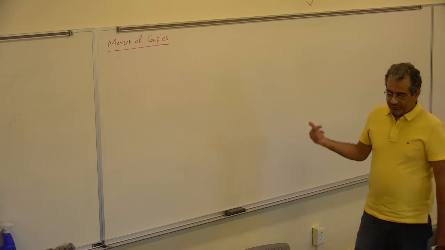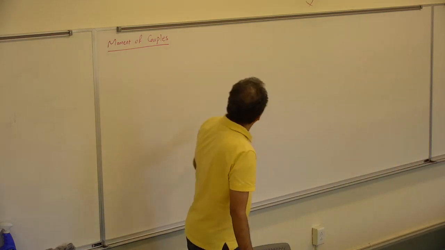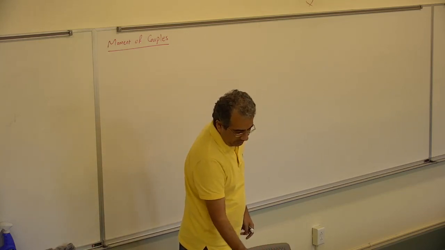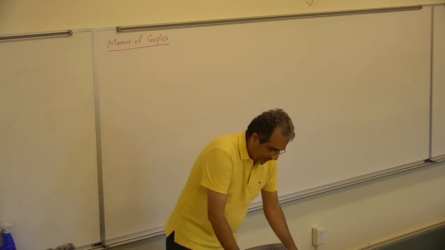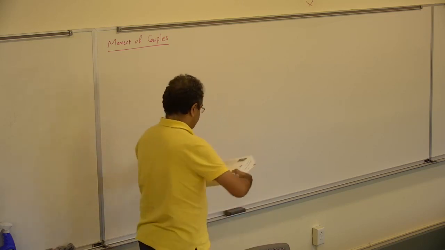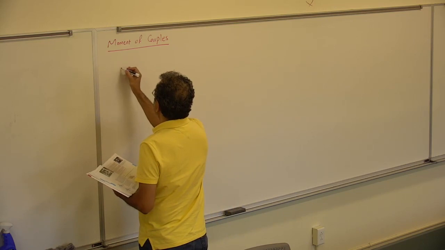So today I'm going to first look at a couple of examples for the moment of the couples, and then if we have time, we move on. Let's see what we can do. So the first example is a 2D object looking like this.